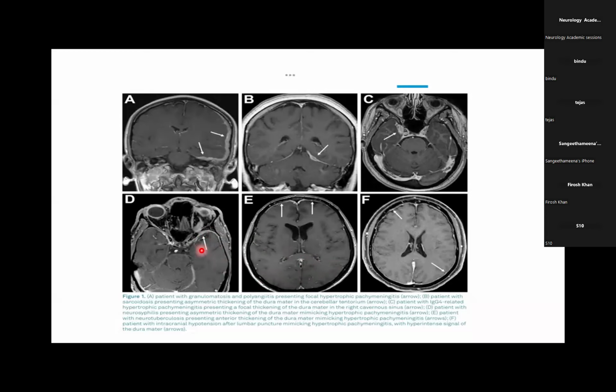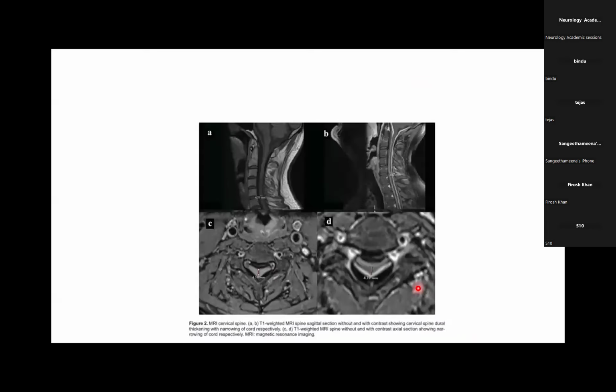Neurosyphilis, I'm sorry. Neurosyphilis patient. And this is of a neurotuberculosis patient showing hypertrophic enhancement of the dura mater. And then this is of an intracranial hypotension patient with post CSF lumbar puncture showing diffuse enhancement of the pachymeningitis, which is an important differential, which will not cause hypertrophic pachymeningitis, but is a differential for diffuse meningeal enhancement.